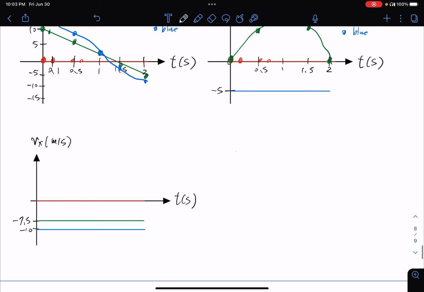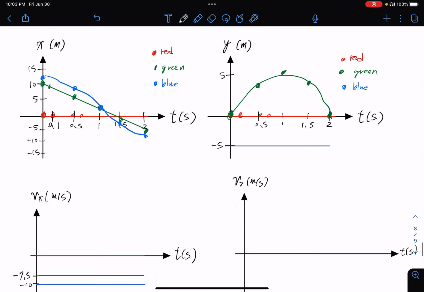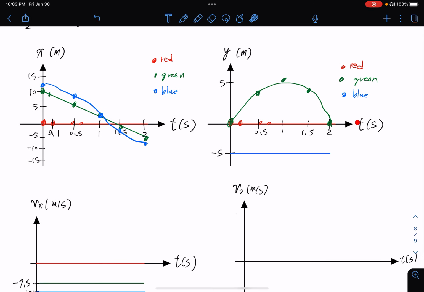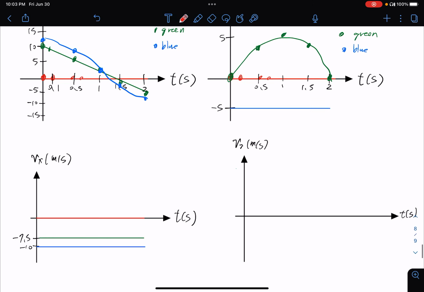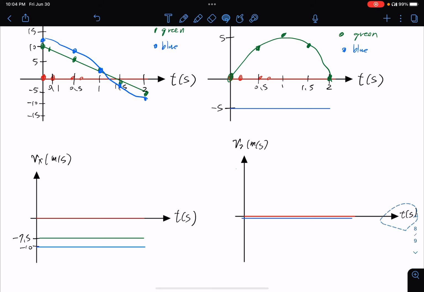Let's go to the YT graph. The y position of the red dot is not changing, it's a flat straight line, so the slope is 0. Same for the blue dot. I can just draw 0 for the red one and the blue one. And I need to make sure I can show that they are two different lines. Just make it fat, so you can see that there's a blue line and a red line, and they're both 0.